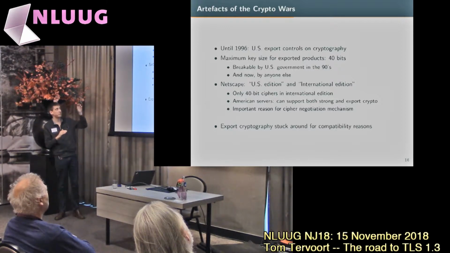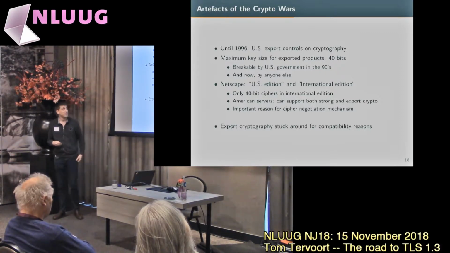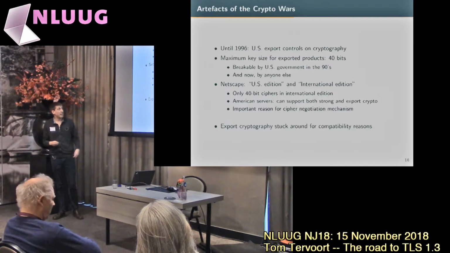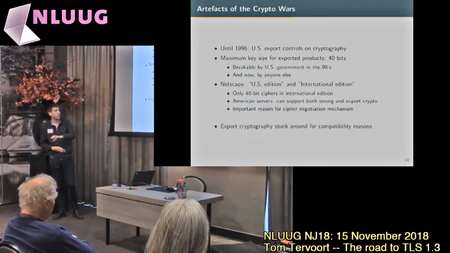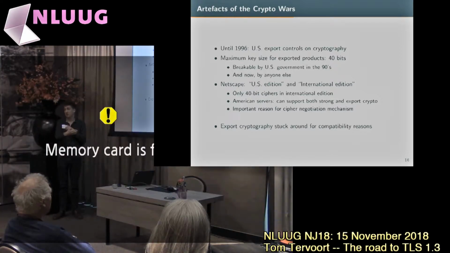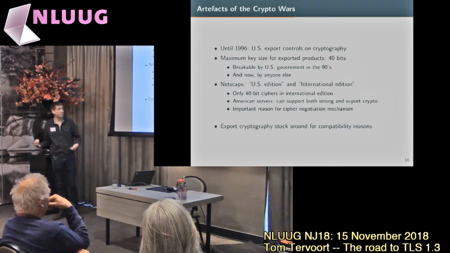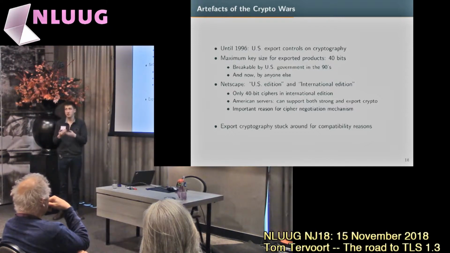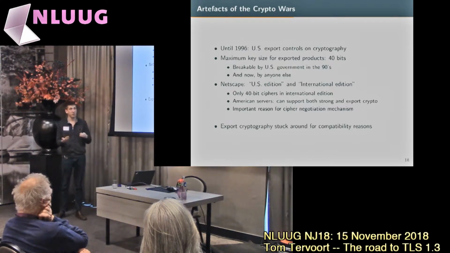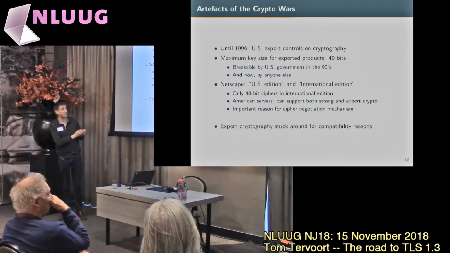It actually had 40-bit cryptography, which could be cracked by the US government at that time, and nowadays it could just be cracked with anyone with a laptop and a little bit of patience. And this international edition would only support 40-bit ciphers, and the US edition would support the strong ciphers. Of course, when you operate an American server, you do want to be able to talk to both Europeans and Americans. So what they did, they implemented the cipher negotiation mechanism to make sure that the European browsers would use the weak ciphers and the American browsers would use the strong ciphers.